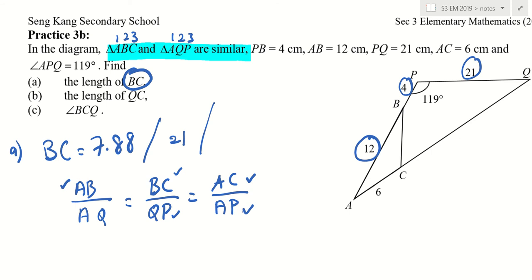Which one do I want to use? No. Why? I don't have AQ. Do I have AQ? No. So do you understand that I'm using these four?